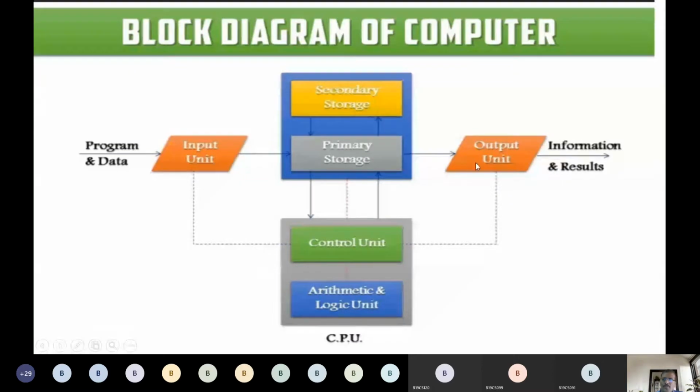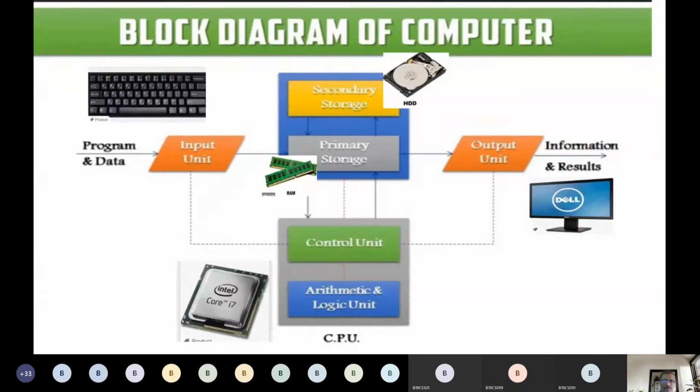This is the output device, the output unit, which gives the output, and the arithmetic and logic unit does the processing. The control unit will control all the components: input, memory, output, and ALU. Everything is controlled by the control unit. Okay, so this one we already saw. I'm just going through the slides.